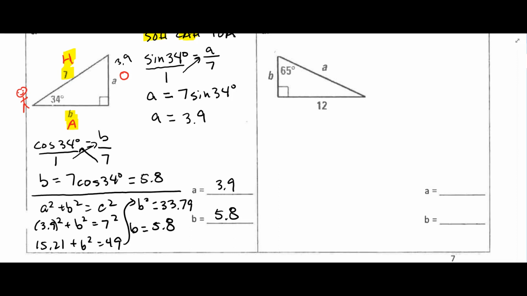So whichever method you want to use to find B, this seems to be a little bit shorter, but if you like the Pythagorean better, you can do it this way.